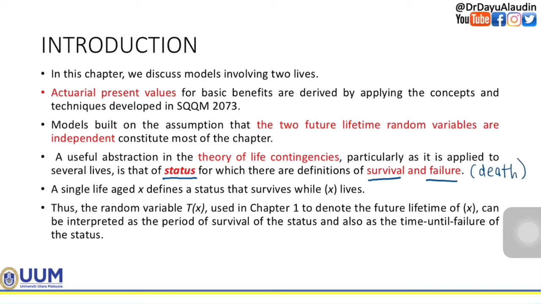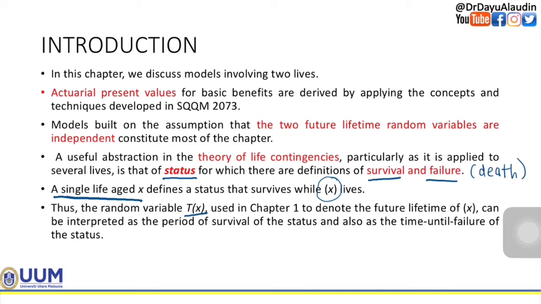Okay, so for a single life (x), like in actuarial math 1, we define a status that survives while (x) lives. So this x is referring to an individual, for a single life. Thus, the random variable Tx used in chapter 1 to denote the future lifetime of (x) can be interpreted as the period of survival of the status and also the time until failure of the status.